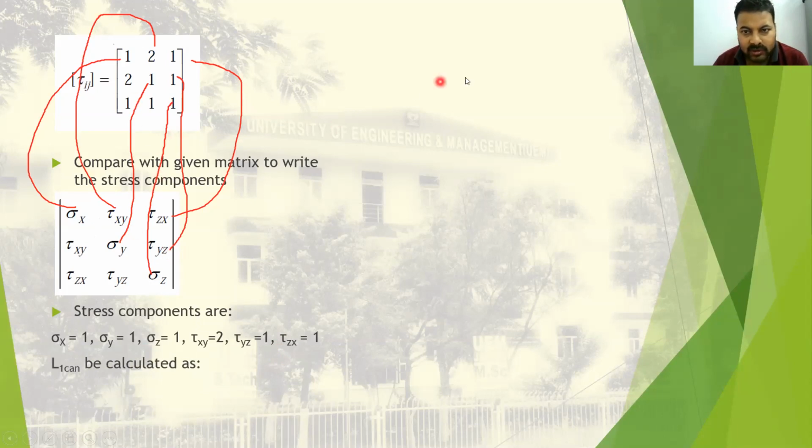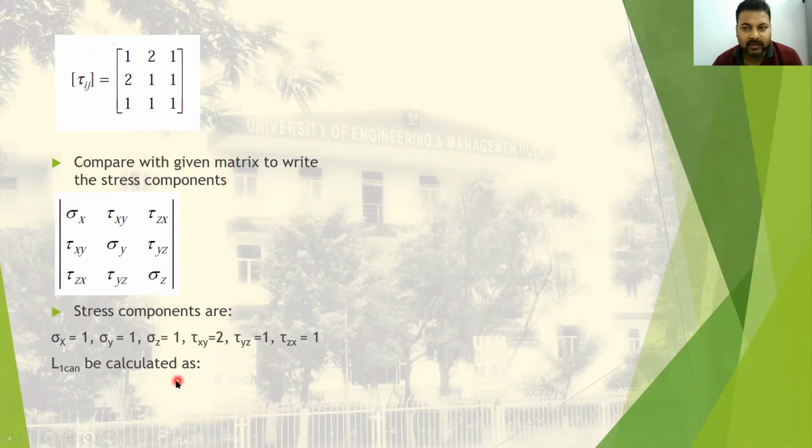After doing this, we have to calculate L1, the first stress invariant. That is the summation of sigma x, sigma y, and sigma z, as you can see here. So sigma x equal to 1, sigma y equal to 1, and sigma z equal to 1. So L1 comes equal to 1 plus 1 plus 1 equal to 3.